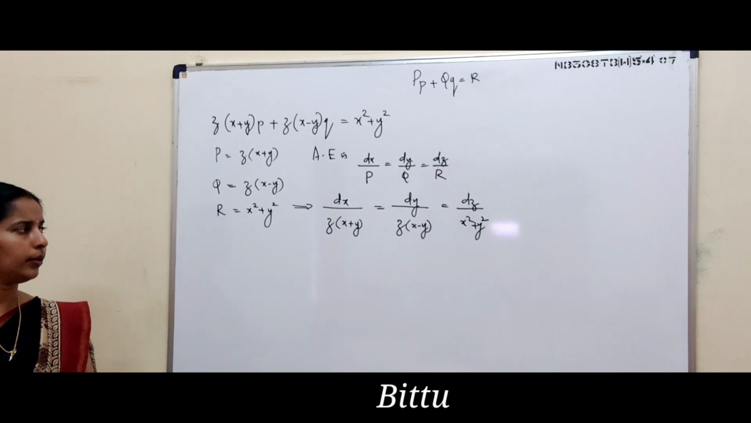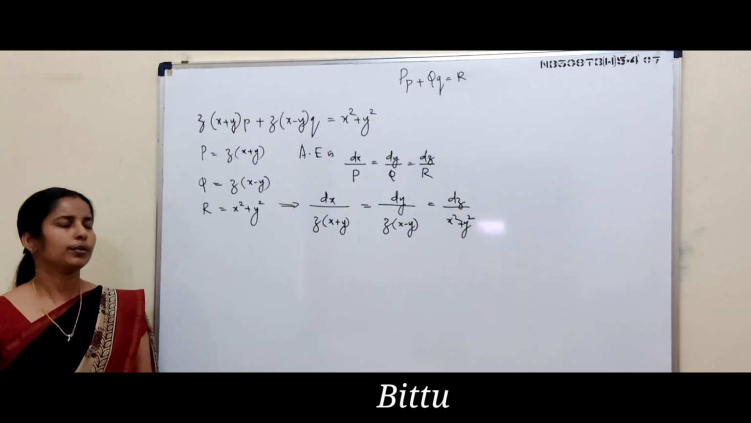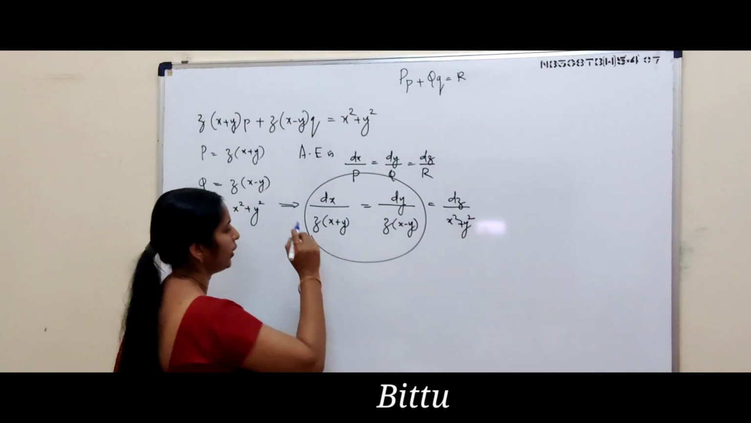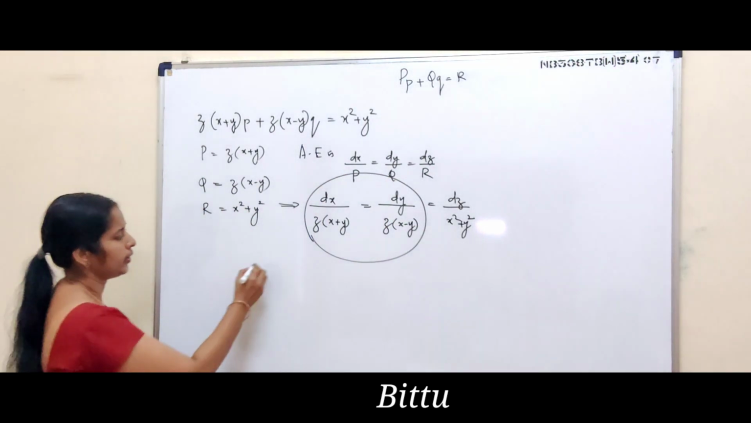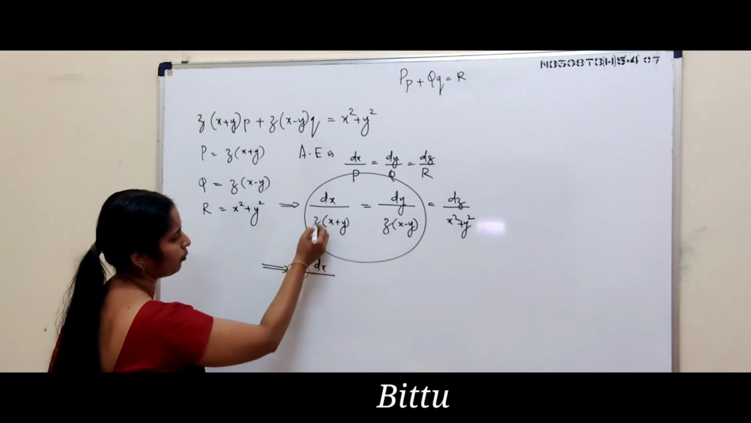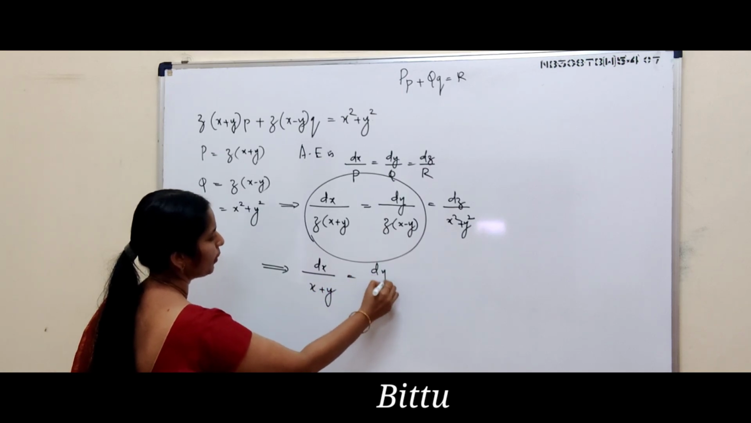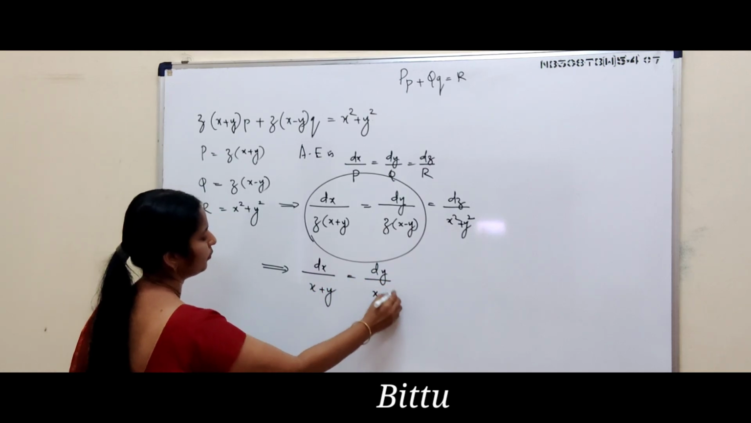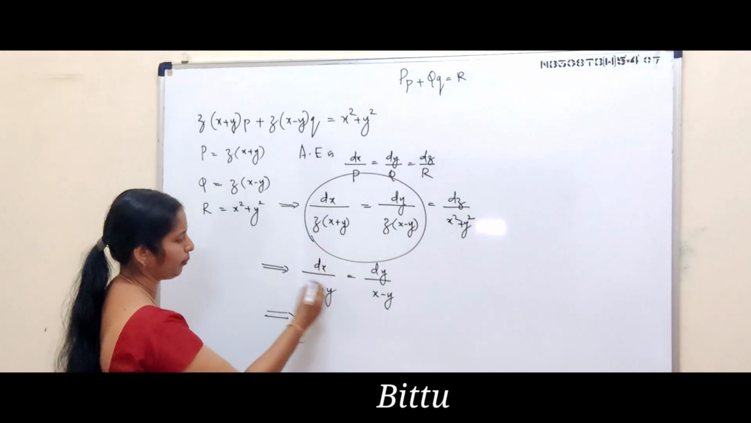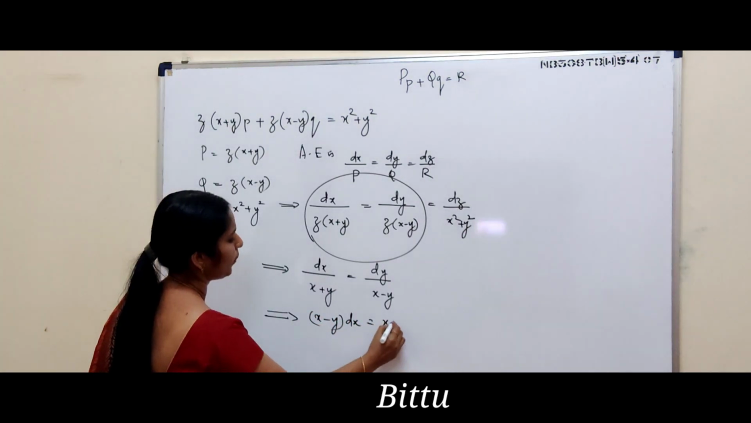By looking at the auxiliary equations, we can find one solution by grouping, by considering the first two ratios. In these two ratios you can remove z. So this implies dx by (x plus y) is equal to dy by (x minus y). Next, you cross multiply. You can see this (x minus y) into dx is equal to (x plus y) into dy.